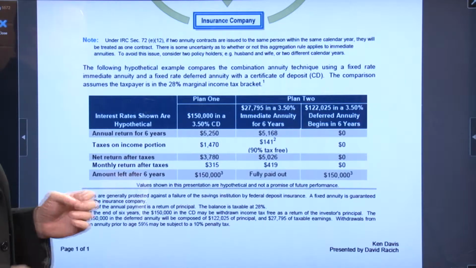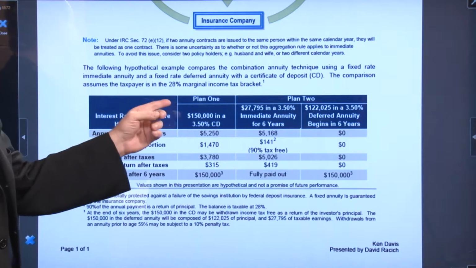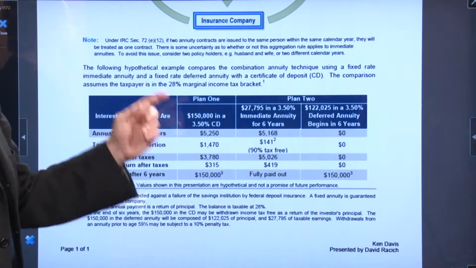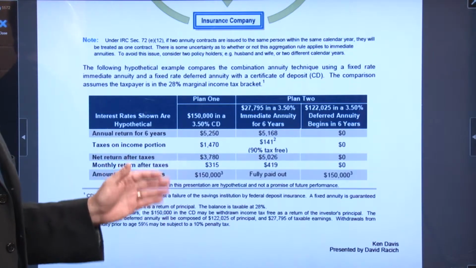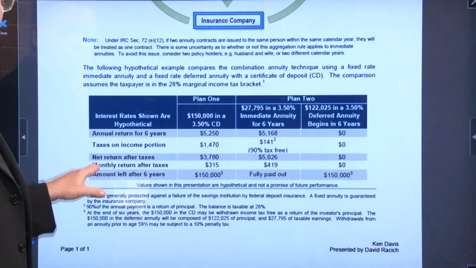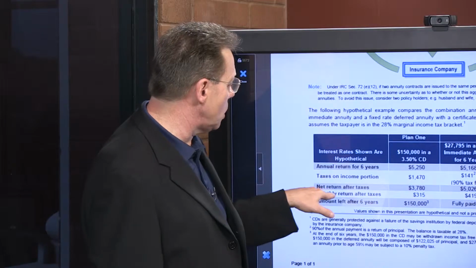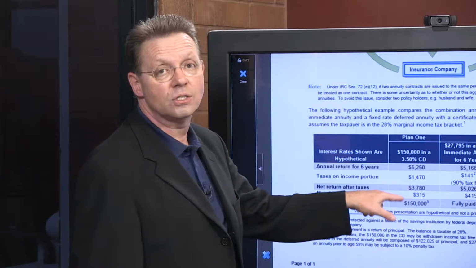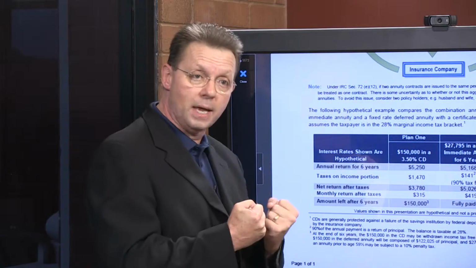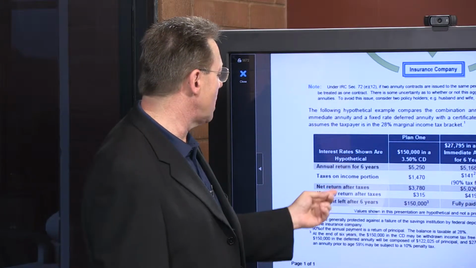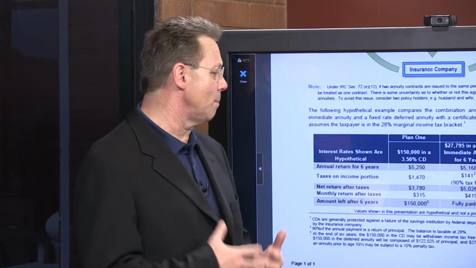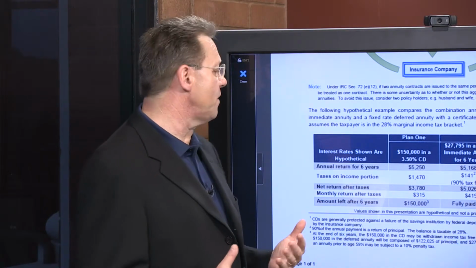That's my return in my tax bracket at 28% marginal income tax bracket. If I look at that number, I'm paying $1,470. Then I say that means my net return after taxes is $3,780. That's the money I get to spend. That's take-home money. Then I look at the monthly return after taxes. If you were looking at it as a monthly idea, then it's about $315.